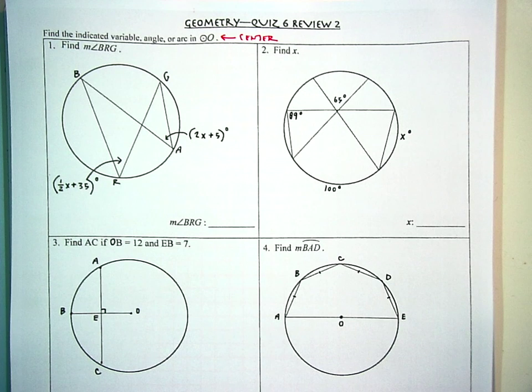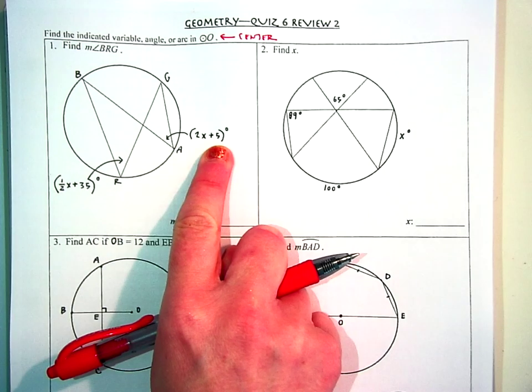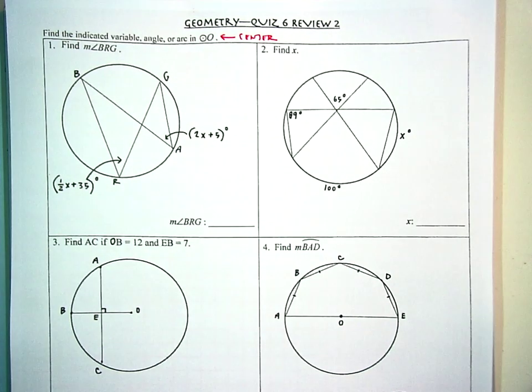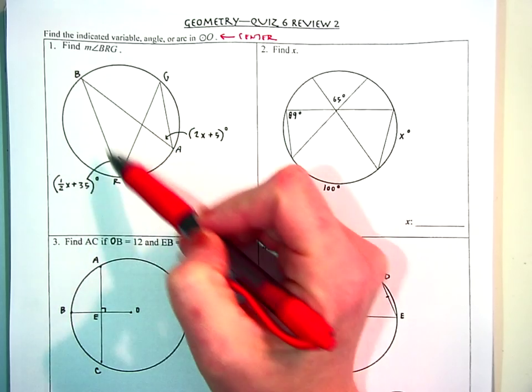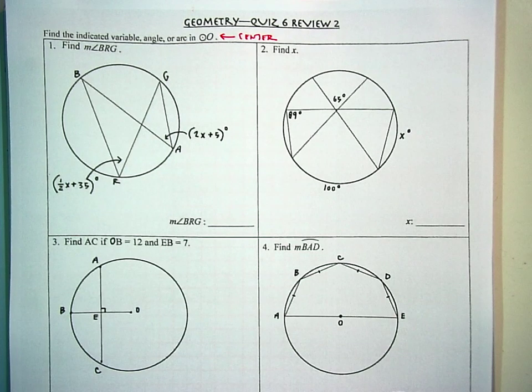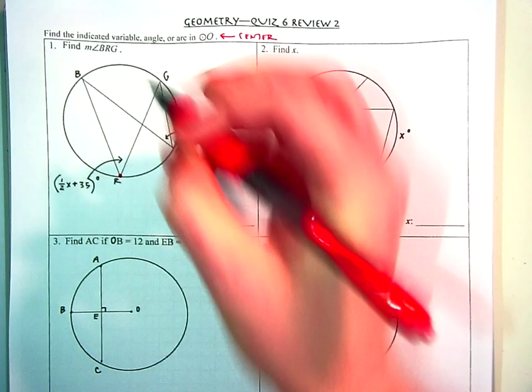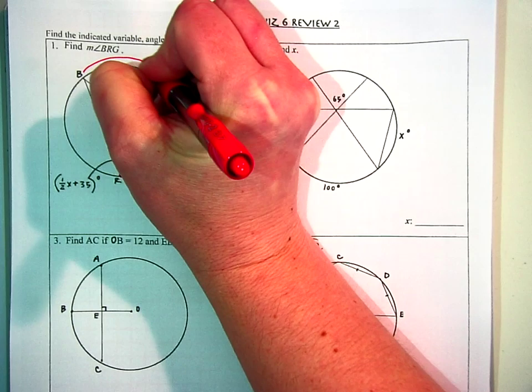Okay, so first up here, I'm looking at my picture and I can see what is marked. I can see that these two angles here are marked with X. So I need to think, how do I first solve for X, and then how do I get the measure of BRG? I want this measure in the end. When I look at it, I can see that this is an inscribed angle, vertex on the circle. This is its intercepted arc.